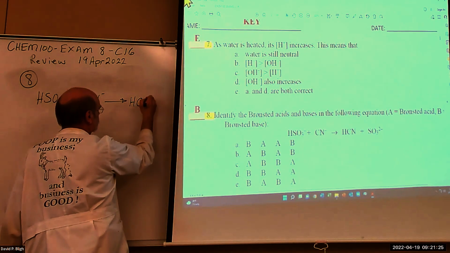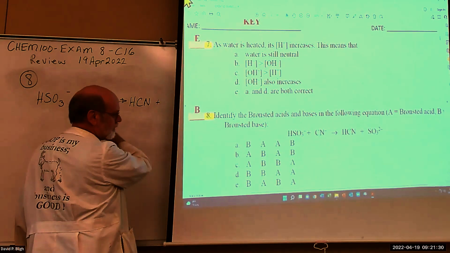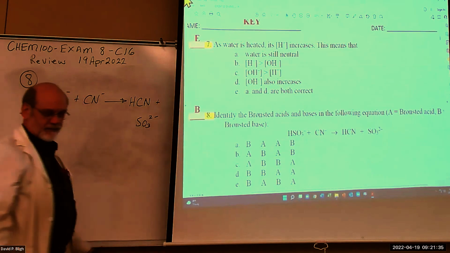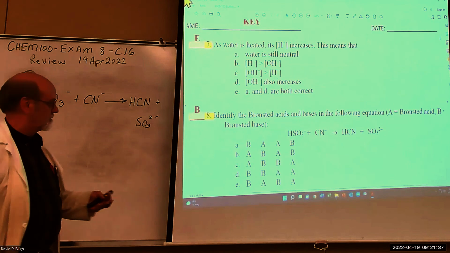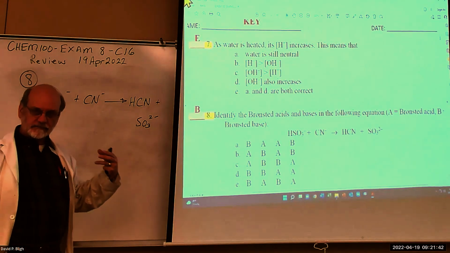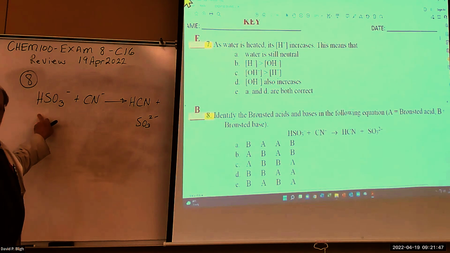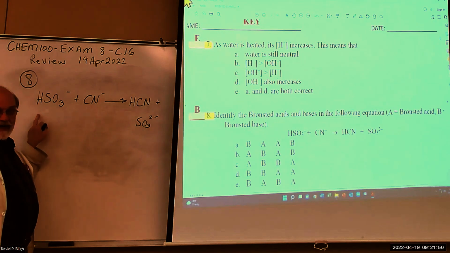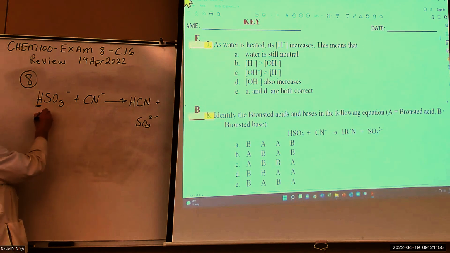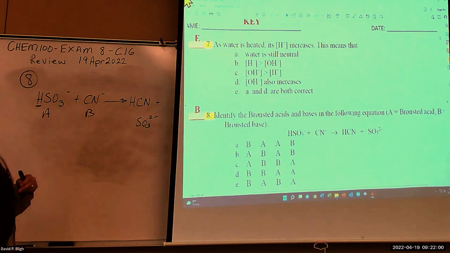And hydrocyanic acid plus, should have started further to the left, SO3 2 minus, the sulfite ion. Okay, let's identify the acid and the base. First, on this side. This one should be obvious. Which one's the acid? It's the only one that has a hydrogen that can be transferred. This one. So that's the acid. This is the receiver. That's the base.